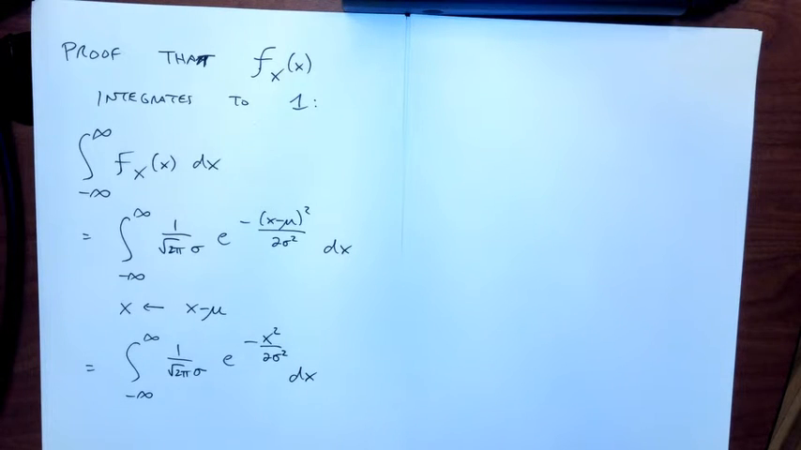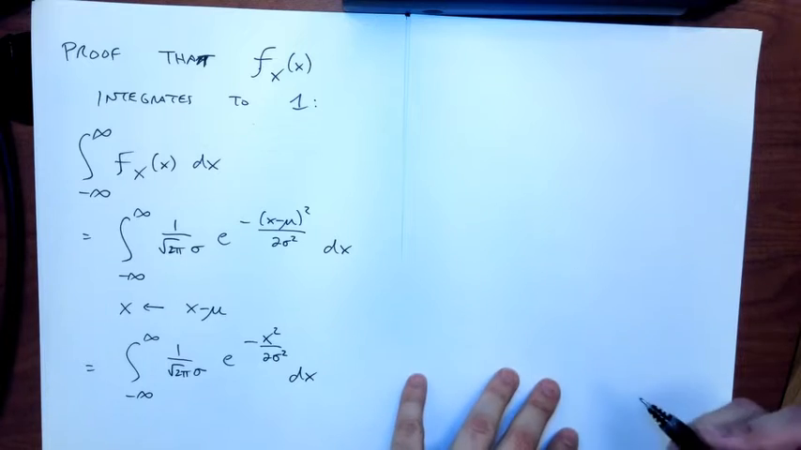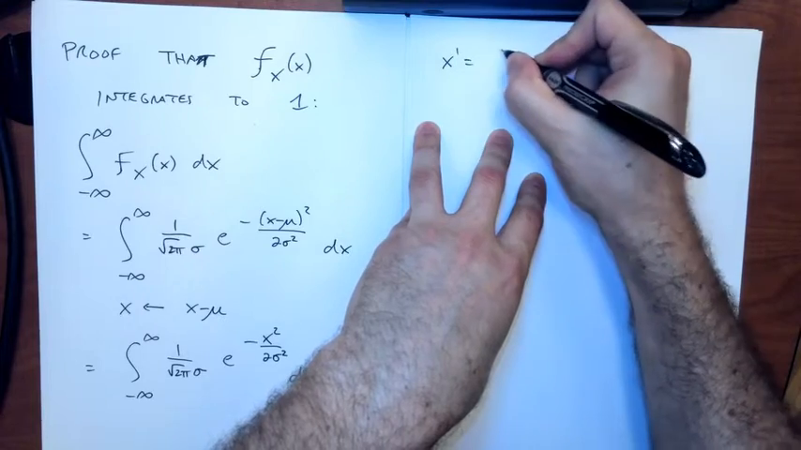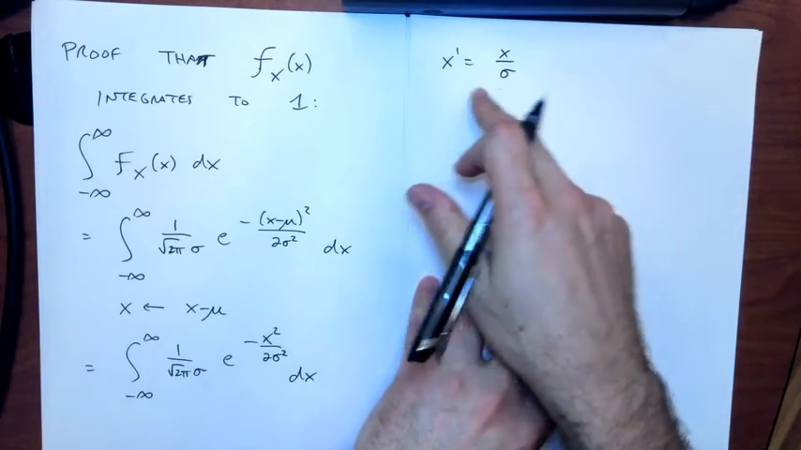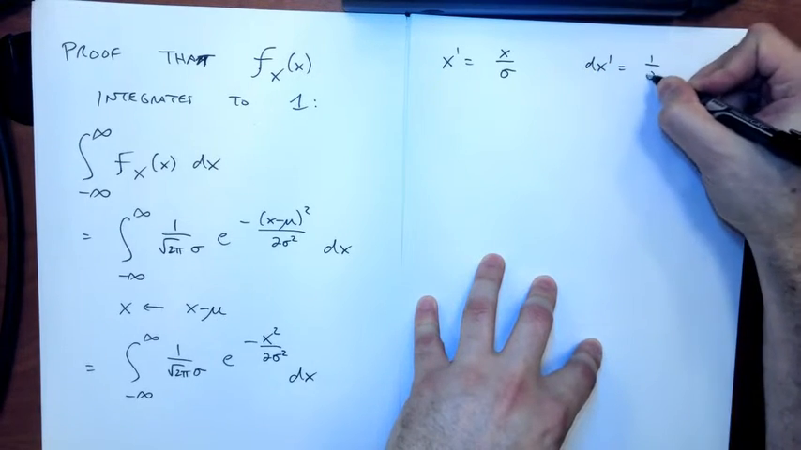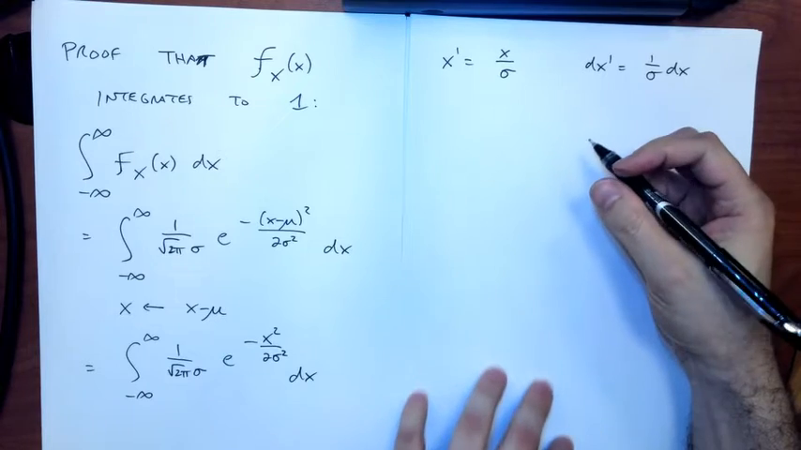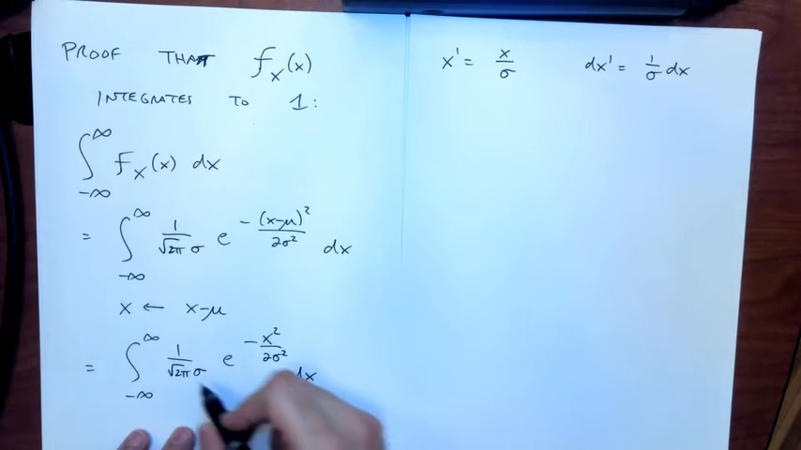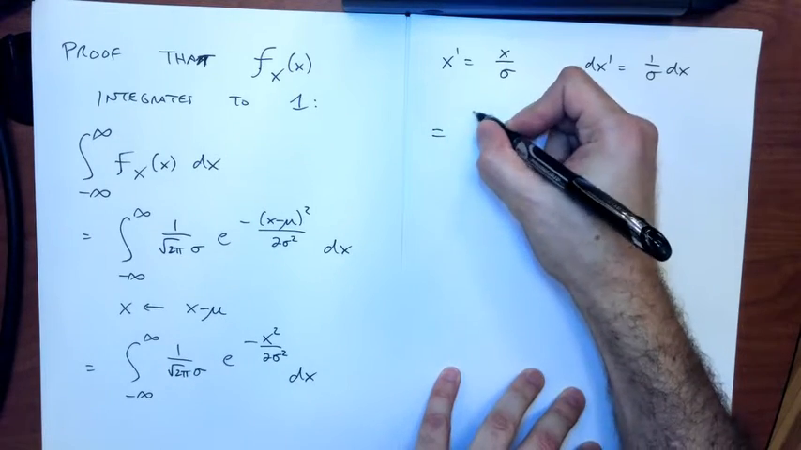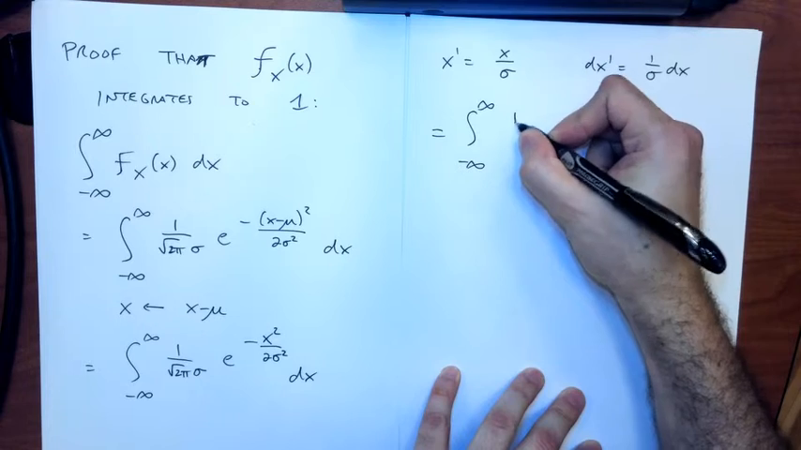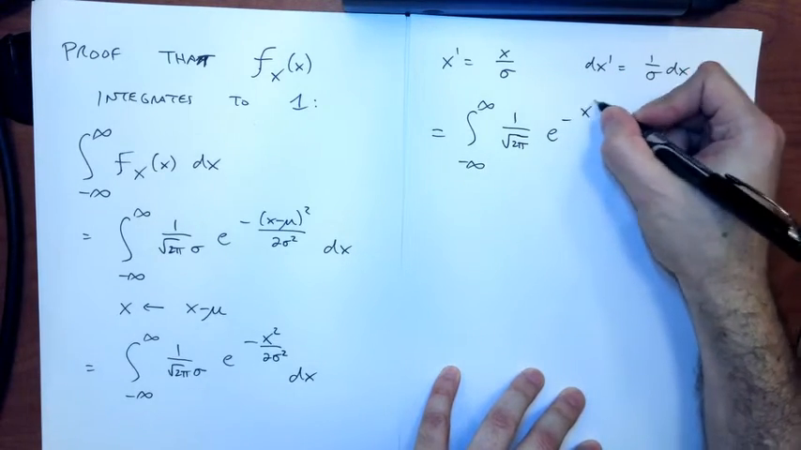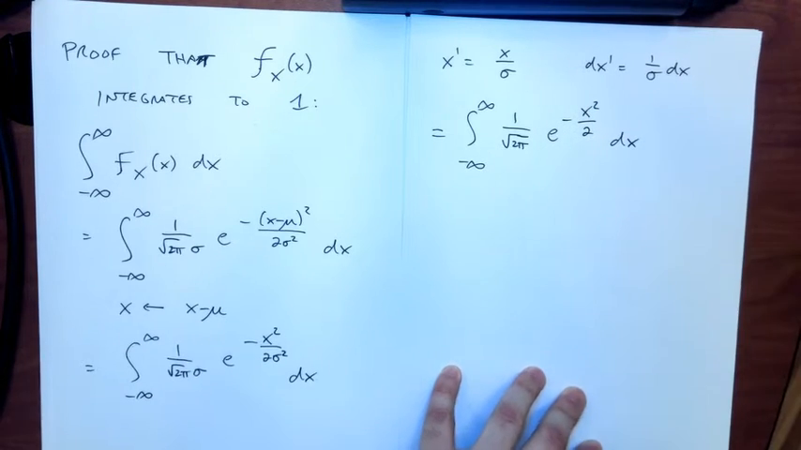Now I am going to get rid of the sigma by another change of variables, basically changing from x to x over sigma, right? So that means my dx prime is 1 over sigma dx. So that means I already have the 1 over sigma dx over here, and my integral is going to become the integral from minus infinity to infinity of 1 over square root of 2 pi, e to the minus x squared over 2, dx, right? I got rid of the sigma.